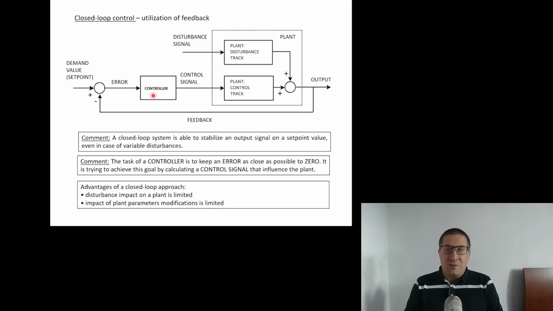The obvious advantages of the closed loop over the open loop approach is that the disturbance impact on the plant is limited, and also the impact of plant parameters modifications is limited. If I change my devices in my plant, I renovate the process, the characteristics of the process will change, I will use different fuel in my boiler, etc. The controller is able to compensate for it. All right.